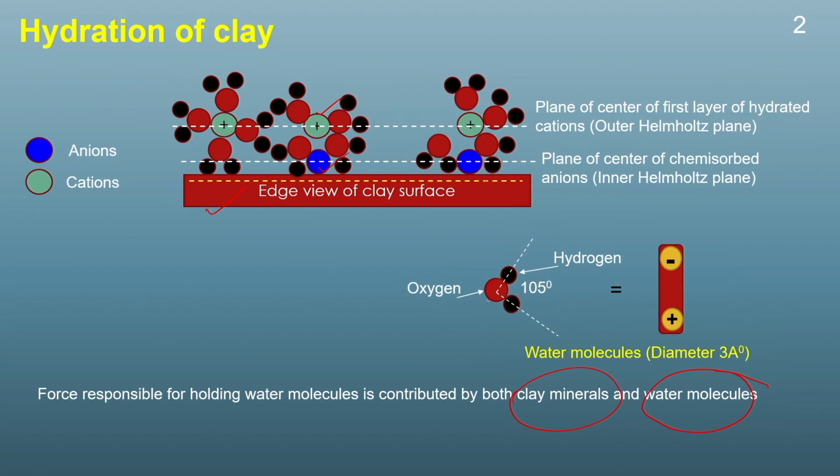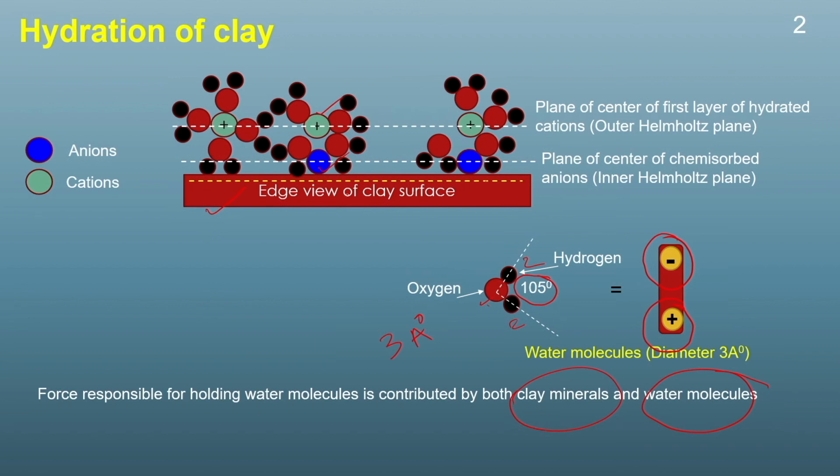Here you can see an example of a water molecule. It consists of one oxygen atom and two hydrogen atoms. The hydrogens are attached to the oxygen in a V shape and the angle between them is 105 degrees, and the diameter of this water molecule is around 3 angstrom. Now, the peculiar behavior of the water molecule is because of its dipole nature. That means the water molecule has two poles, one positive and the other negative. Because of these positive and negative poles, it will be attracted towards the clay surface as well as it will attract the other water molecules.